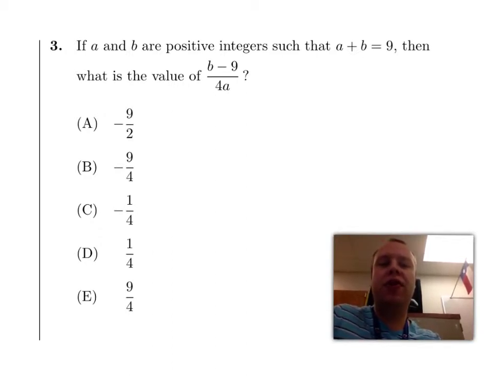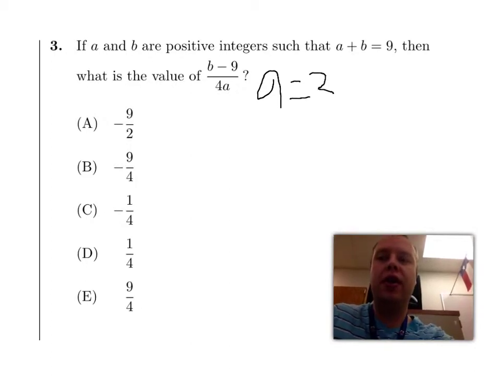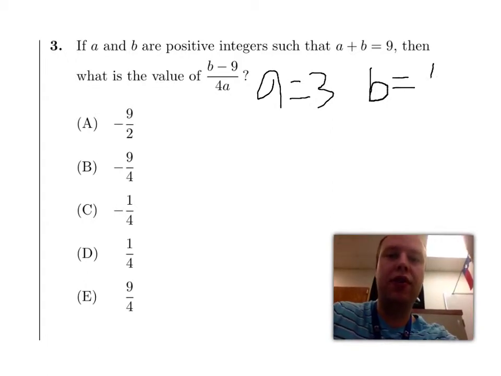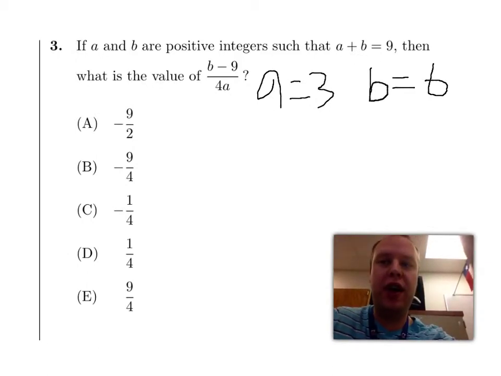For instance, let's just set a equal to 3. So a is going to equal 3, and then let's set b equal to 9 minus 3, which is 6. So a plus b, 3 plus 6, equals 9. What is the value of (b minus 9) over 4a? New color pen, I'm going to show what that would equal by plugging in those numbers.